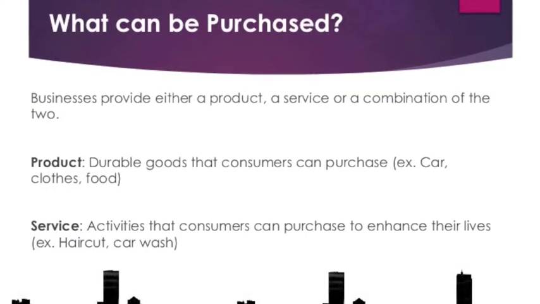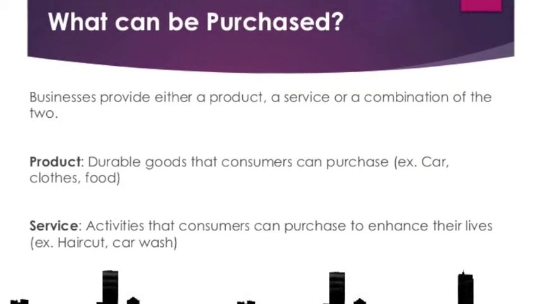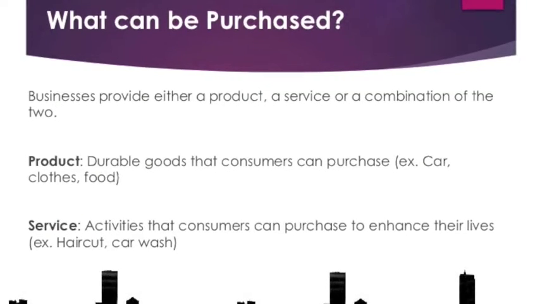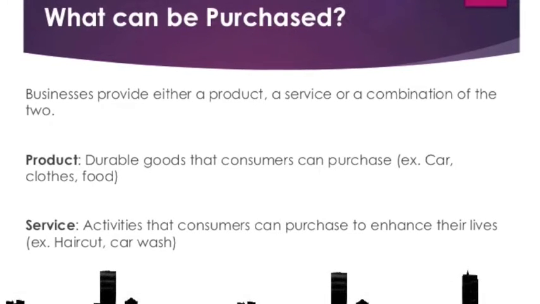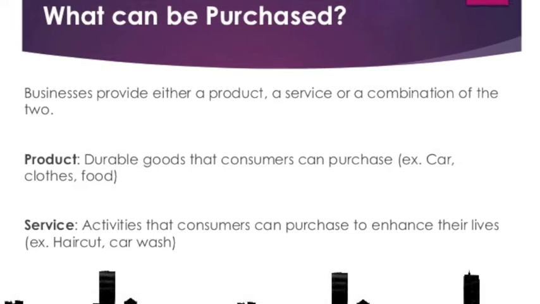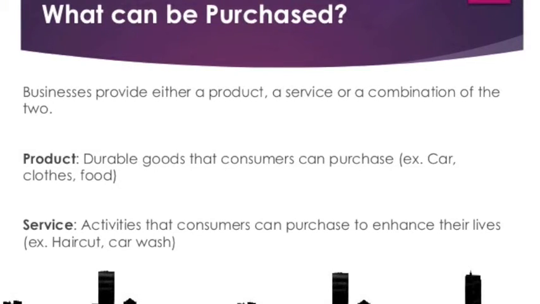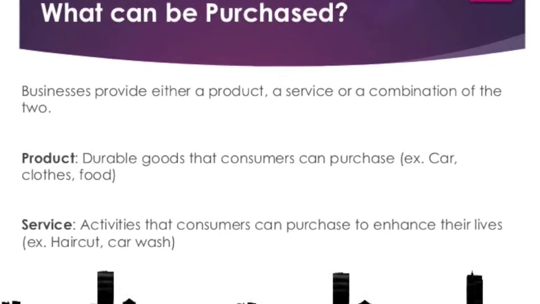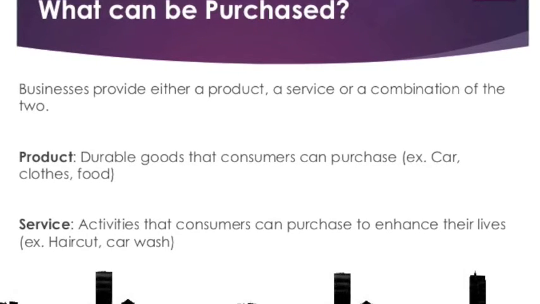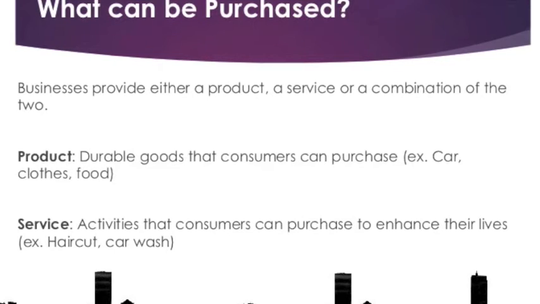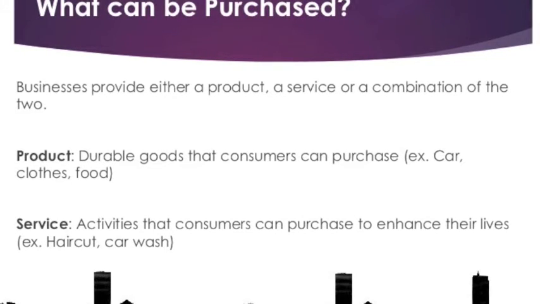So what can be purchased? Businesses provide either a product, a service, or a combination of the two. A product is a durable good that consumers can purchase. Example, a car, clothing, and food. It's something that you can hold in your hand. Whereas a service are activities that consumers can purchase to enhance their lives, such as a haircut or a car wash, and it's not something that you can hold in your hand.